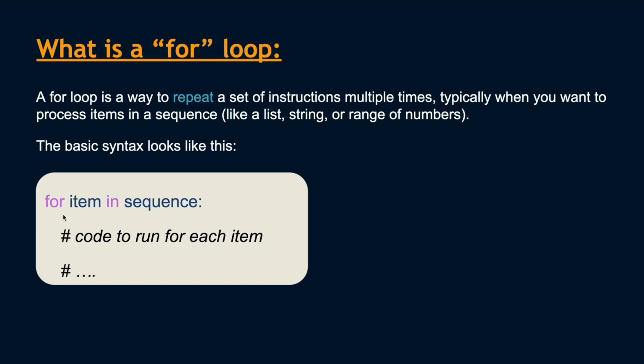We have a for keyword followed by the variable name, which is item in this case, and the in keyword and a call to the sequence. So the sequence can be again list, string, or range of numbers, followed by a colon and the next line starting with an indentation. So this entire block will be repeated for every item in this sequence. Let's see some examples to understand it more clearly.